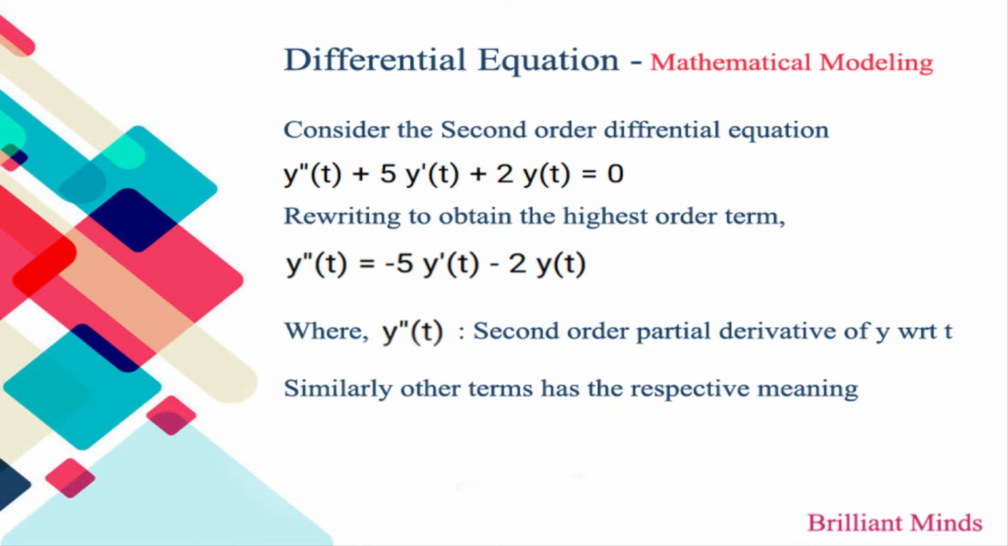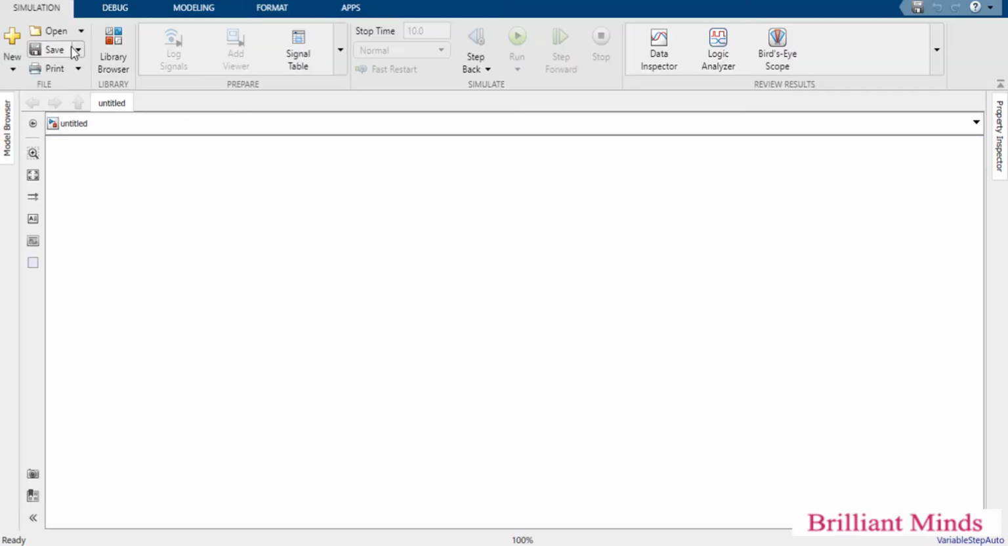Consider the second-order differential equation as shown. First we have to rearrange the equation such that the highest order term with coefficient 1 is on the LHS and all other terms are on the RHS. Now, you are ready to go.